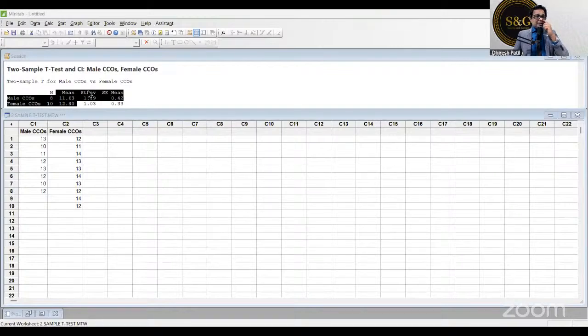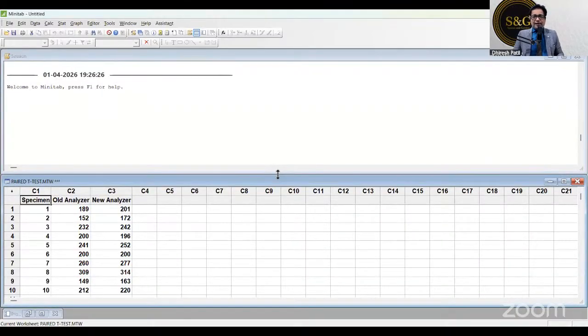Now what is paired t-test? Try to understand this. Paired t-test is when we want to check two samples which are coming from the same source. Example. When the sample is common, just try to understand this. I'll give you an example of this.